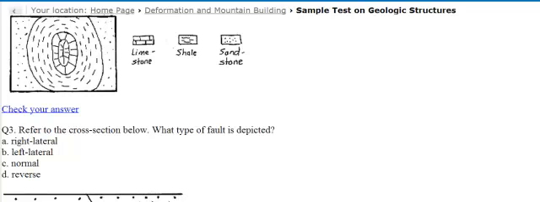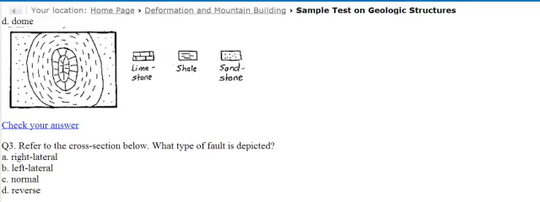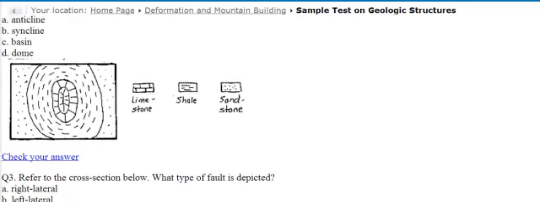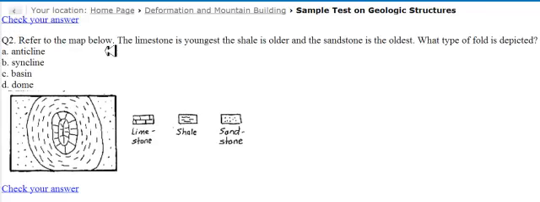The next one is also a map, and it's a question about a fold. It says refer to the map below, this one. The limestone, okay, this time it's the youngest. Shale is older and the sandstone is oldest. What type of fold is it asking about? This time the different rock units aren't showing up on the map in parallel bands. Instead, their outcrop pattern wraps around, like the shale's outcrop pattern wraps around the limestone.